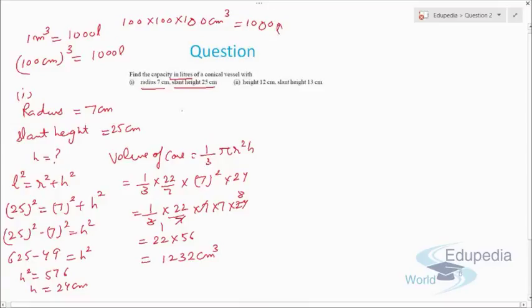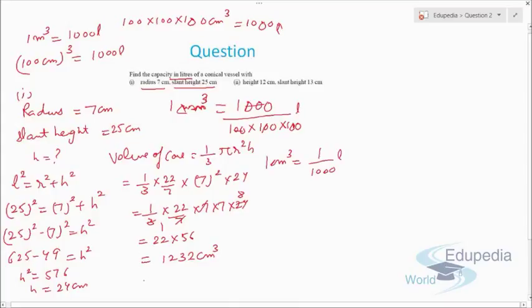right? So this means we can say that 1 centimeter cube will be equal to 1000 divided by 100 times 100 times 100, right? So this and this will cancel. So we can say that 1 centimeter cube equals 1/1000 liters, right? So this is the relation.